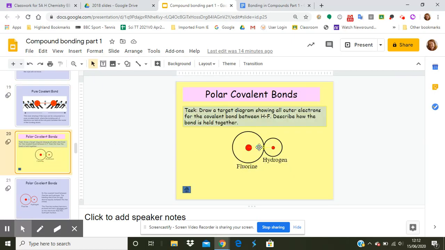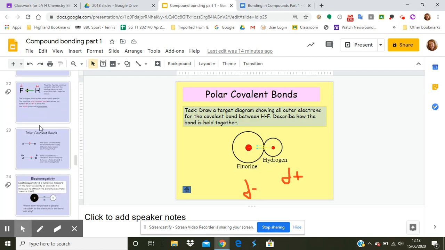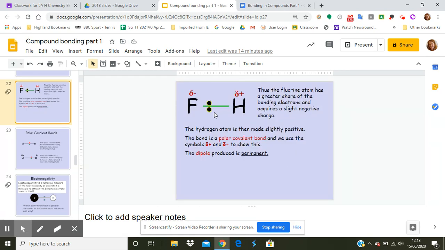If we look at hydrogen fluoride, fluorine has a higher pulling power. So the pair of electrons is going to go towards the fluorine, making the fluorine slightly negative and the hydrogen slightly positive. How you write that is delta negative on the fluorine and delta positive on the hydrogen. So there's a pole now. That's why this is called a polar covalent bond, and this would be a polar molecule. Don't worry about that too much because we'll go into that next time, but just note that it's a polar bond.